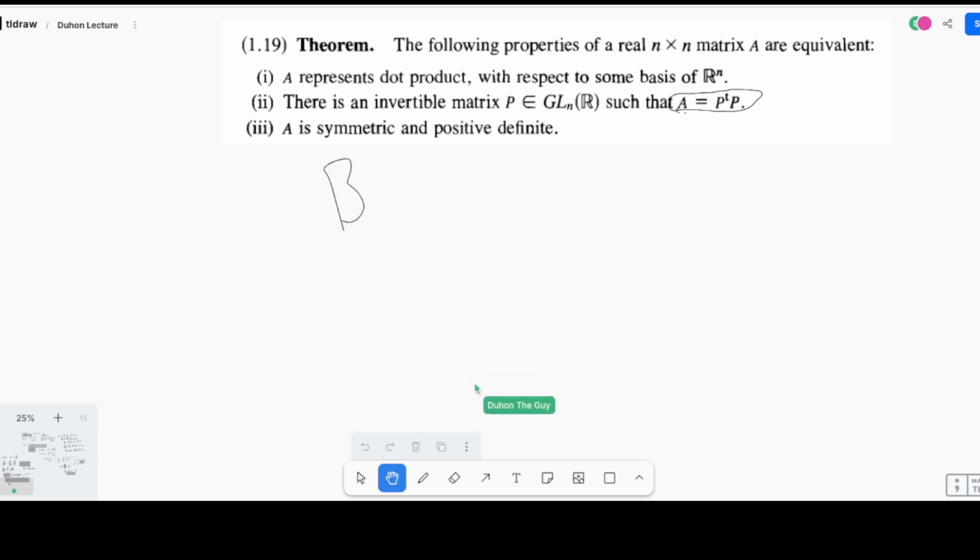Wait, theorem 1.22, I think that got skipped. No, it didn't. I'm just being very stupid. Okay, so no, yeah, I'm just being very stupid. Okay, for A to be symmetric but definite. I think that's right.